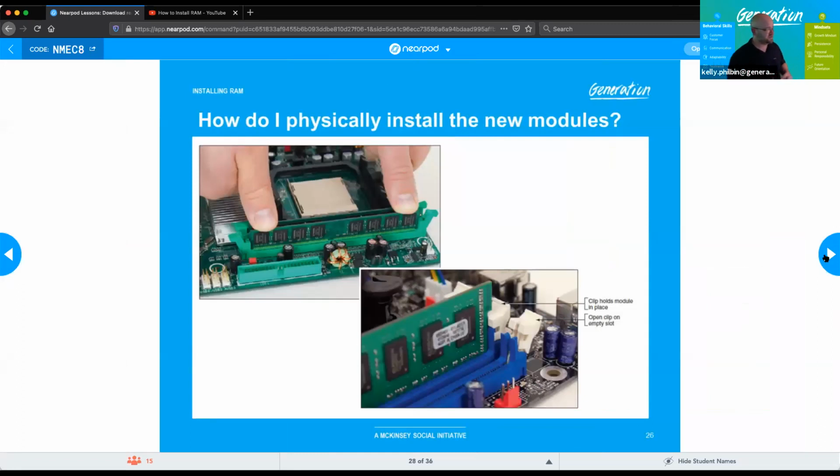Pretty quick summary of what you need to do. Here, it gives you a pretty good visual of getting it lined up, even distribution of pressure. And then when it goes down, you will hear an audible click. And these tabs right here will come up and lock into those notches on the side of the RAM modules, securely holding that RAM in place.